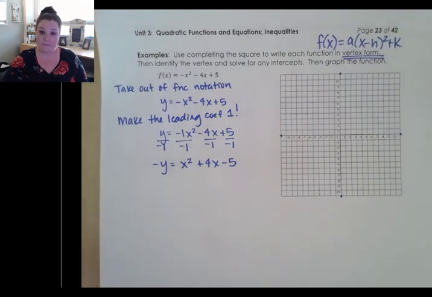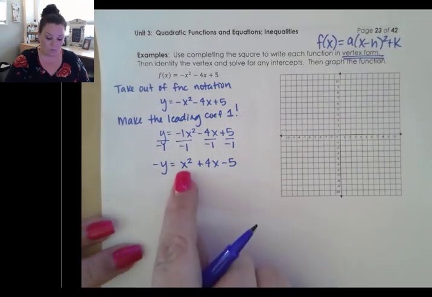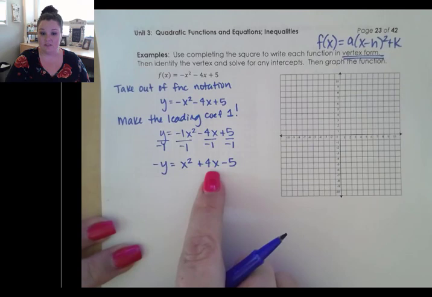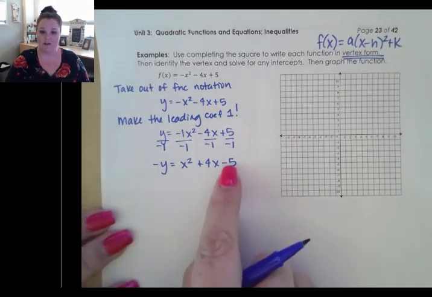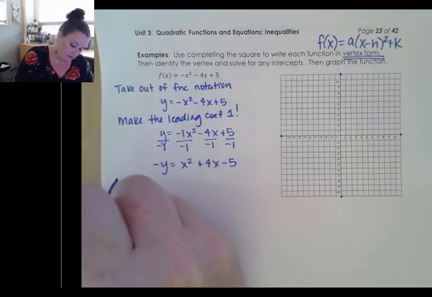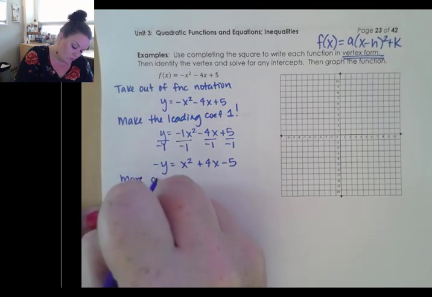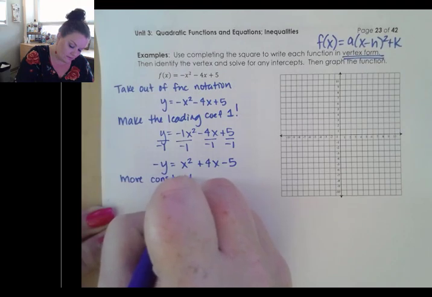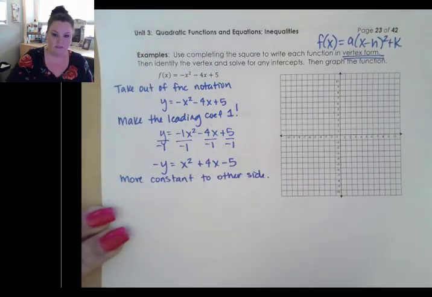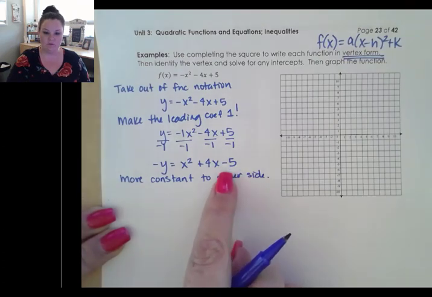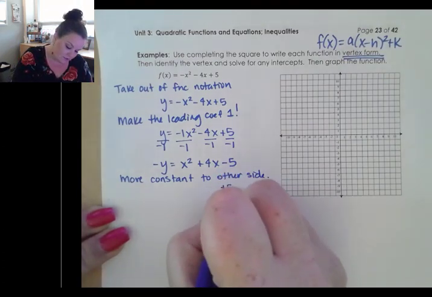Anyways, when we complete the square, we only want the two terms that have variables on them in order to complete the square. So whatever constant we have over here, we're just going to move it to the other side. Okay, so I'm going to say move constant to the other side. So I need to move this 5, and I'm going to move that 5 by adding. So I'm just going to write it here below.